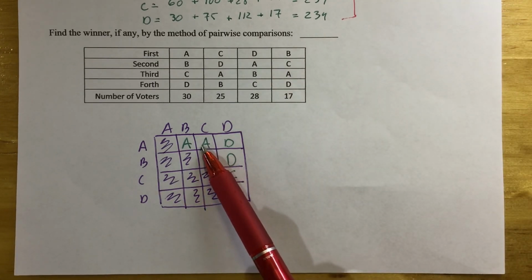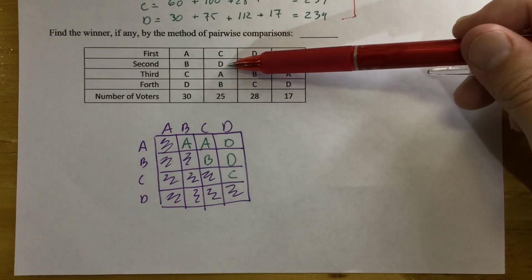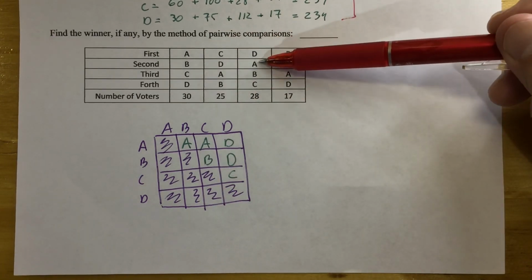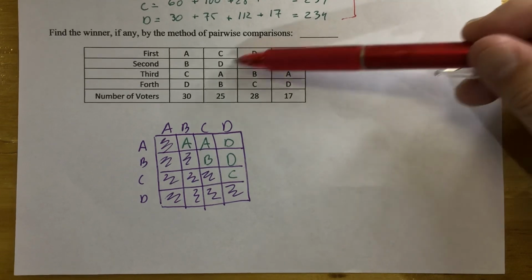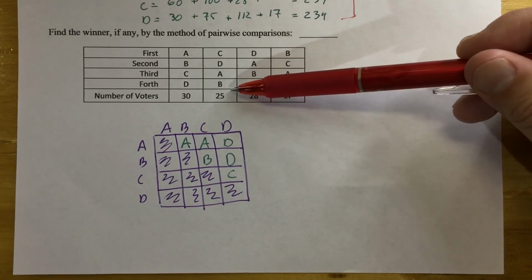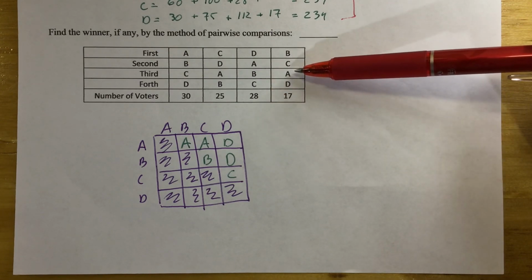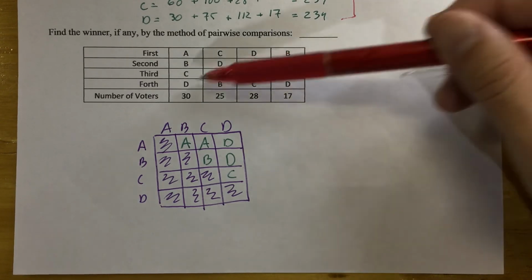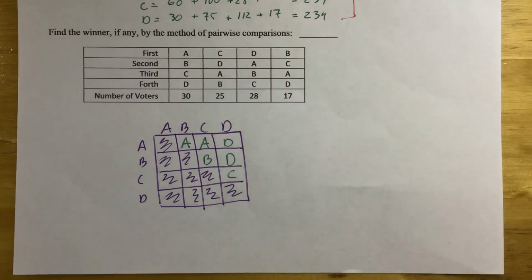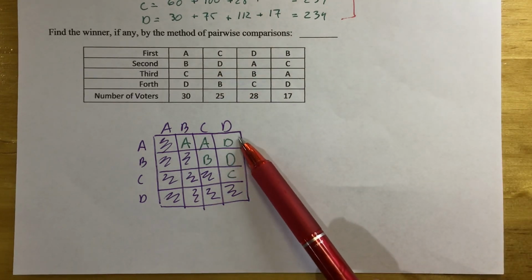Now I check A versus D. A wins, D wins, D wins. So D actually has 2 of the first 3 columns. The 25 and the 28 will be 53. So it doesn't really matter that A is going to get another 17 to add on to the 30 here. 47 is not going to be enough, so D is the winner.